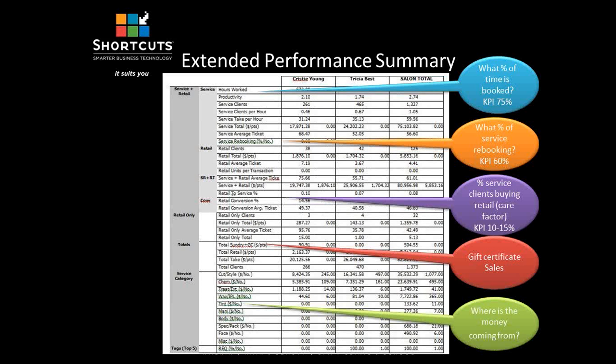The next one, the third one down in purple, is the percentage of clients buying retail. The KPI for this should be about 10 to 15%, and that basically means we're converting our clients that are sitting in the chair to also taking a product home with them, and that means we're consulting with our client and actually providing them with what they want. A lot of clients want to have that consultation and want to know what they need to take home. So that particular stat is our retail to service percentage.